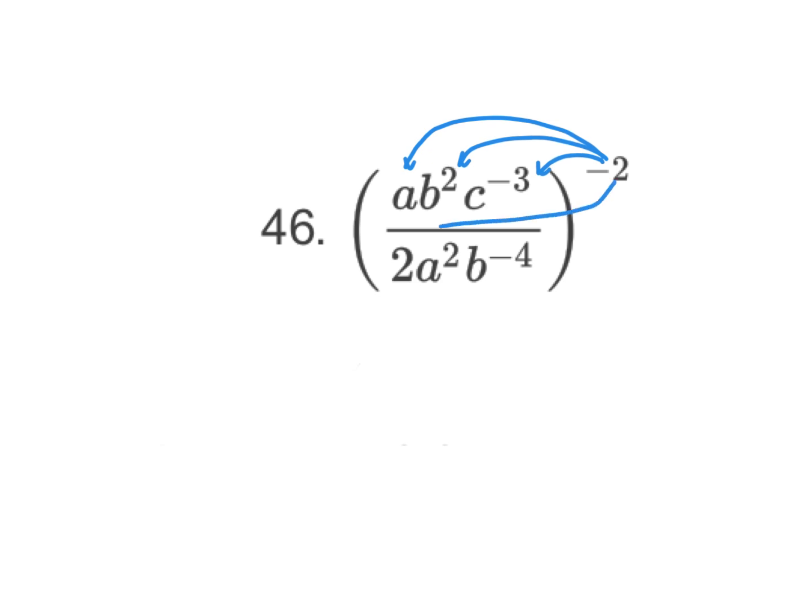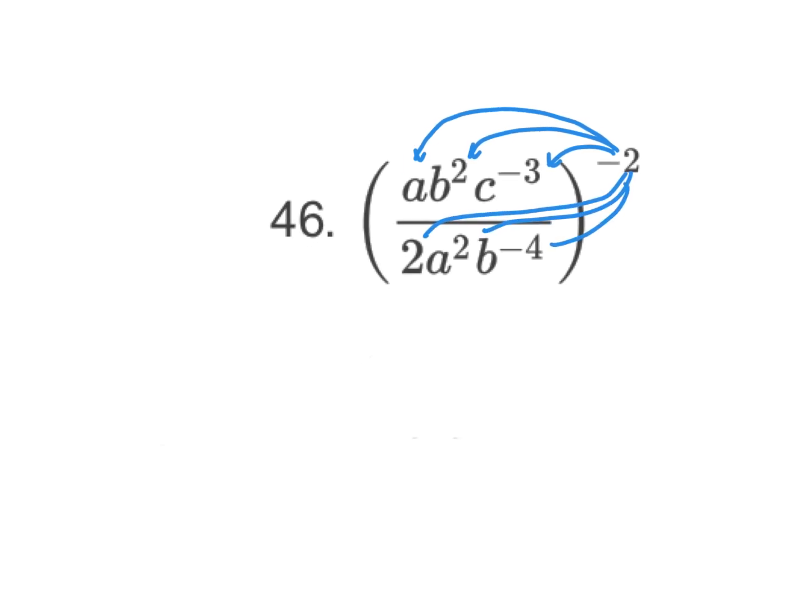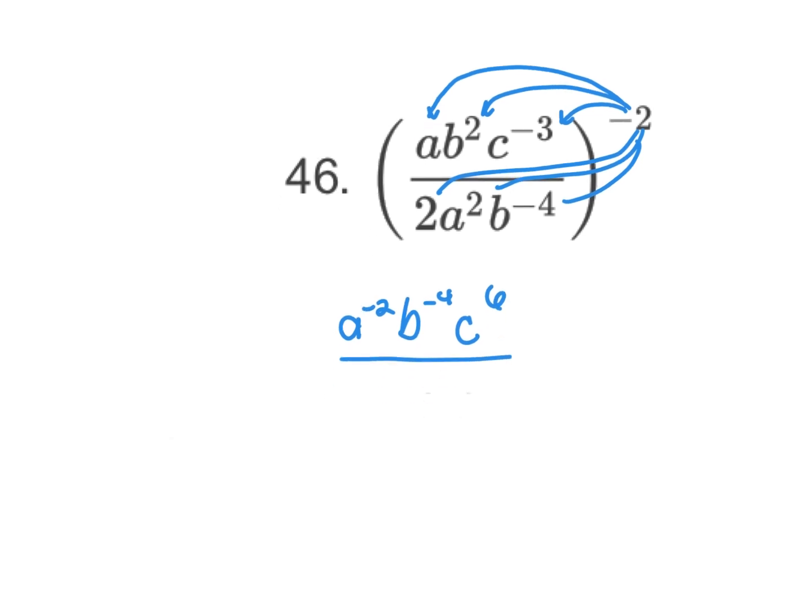Okay, again, we're going to distribute this negative 2 to absolutely everything. Absolutely everything. The numerator and the denominator. So I'm going to just rewrite everything. I have a to the negative 2nd, b to the negative 4th, c to the positive 6th. Power to a power, we multiply. Negative times a negative is a positive. So on the bottom, I have 2 to the negative 2nd power. I have a to the negative 4th power. And I have b to the 8th power.